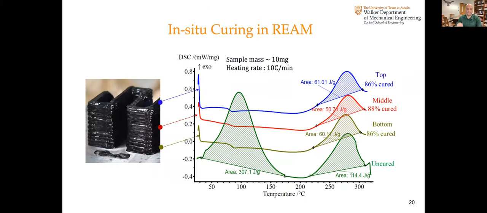We also looked at different heights. We looked at degree of curing using differential scanning calorimetry. Turns out if this is the uncured resin, the green curve, the bottom, the middle, and the top, we get all above 85% cured, which is typically good for composite. Anything above 90% is actually acceptable. So with fine tuning of properties or making the walls a little bit thinner, we might be able to actually achieve that 90%.